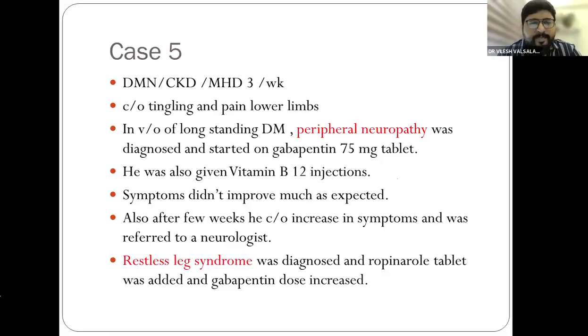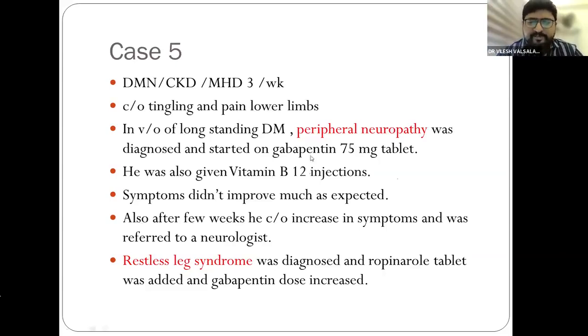Now coming to case 5. It's a diabetic nephropathy chronic kidney disease patient on maintenance hemodialysis 3 per week, complaining of tingling and pain in the lower limbs. Some common symptoms for long-standing diabetic patients is peripheral neuropathy. They have this in a pattern up to the gloves which you wear in the hand and the socks which you wear in the legs. Up to that point, these people will have this sort of peripheral neuropathic symptoms.